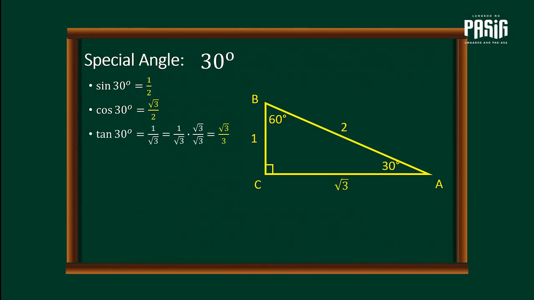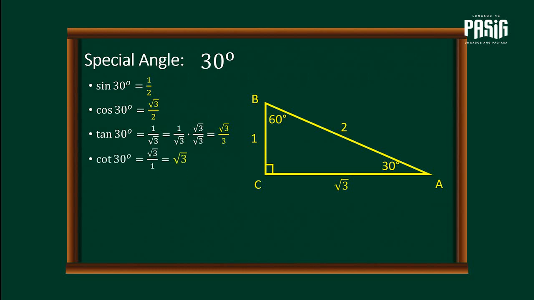Tangent 30 degrees. Tangent, by its definition, is equal to opposite over adjacent. Once again, the opposite side of 30 degrees is 1, and the adjacent side is the square root of 3. But since our denominator here is a radical, we have to rationalize. So the final value for tangent 30 degrees is the square root of 3 over 3.